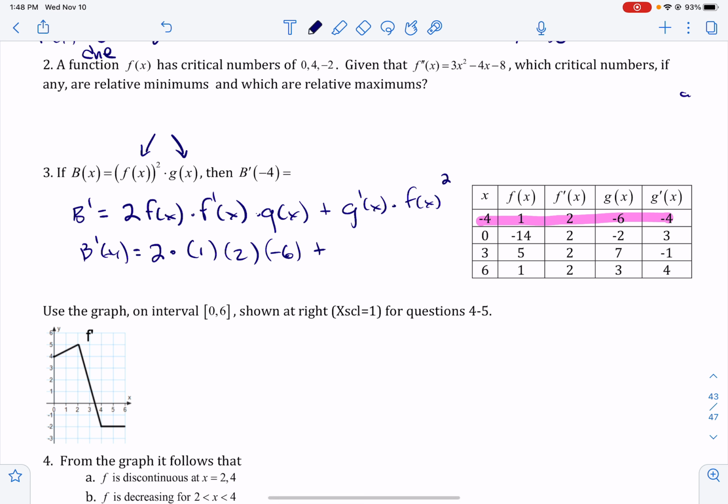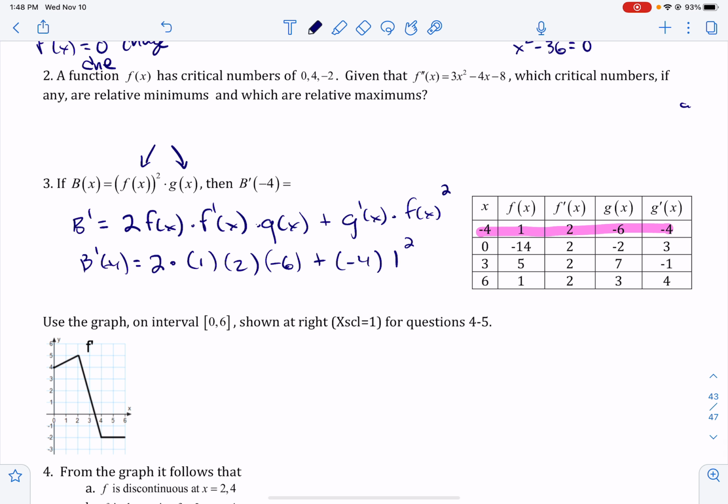And then I'm going to add g prime of negative 4, which is negative 4. And f of negative 4 was 1, and I'm going to square that. So 2 times 2 is 4, times negative 6 is negative 24. Negative 4 times 1 squared is just negative 4. So I get negative 28 as my answer.